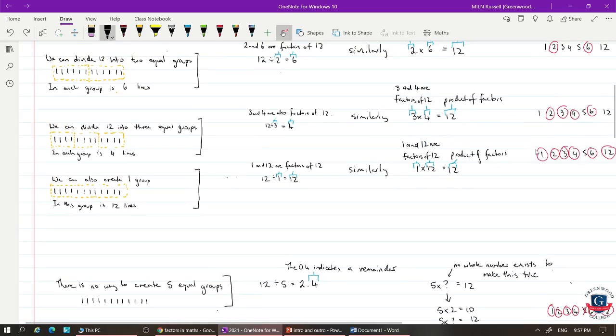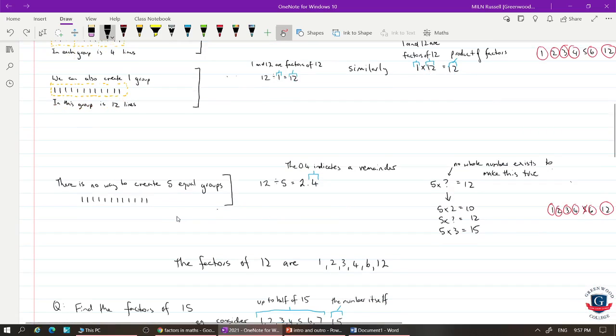So now I've circled 1 and 12 as well, on top of our 2, 3, 4, and 6 from the previous cases. And we're left with 5 to consider. Well, for 12, there's no way to create 5 equal groups, and we can see that by doing a division sum. 12 divided by 5 gives us 2.4. So there would be 2 lines in each group, plus 0.4 of a line. Well, we can't do 0.4 of a line, so what we're going to say is that 5 is not a factor of 12. So I'll put a cross through it. 5, not a factor, because we've got another remainder.